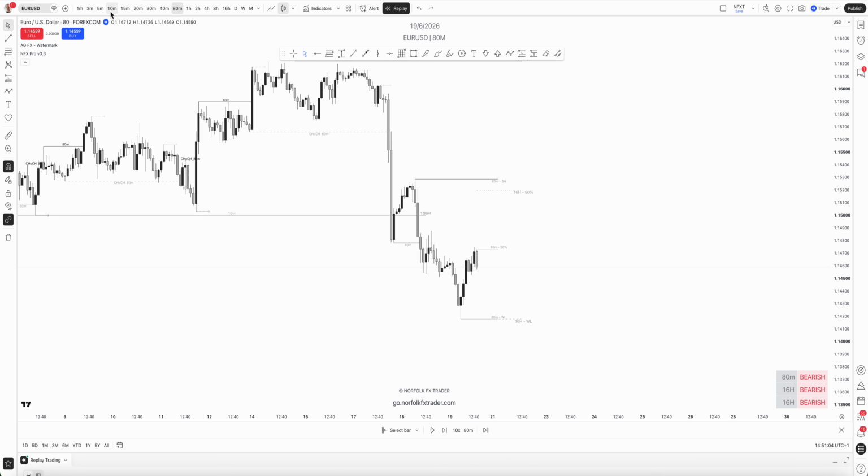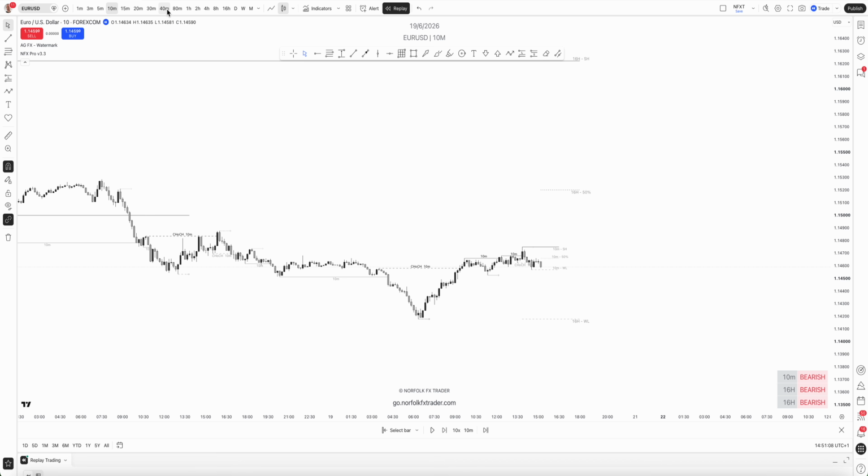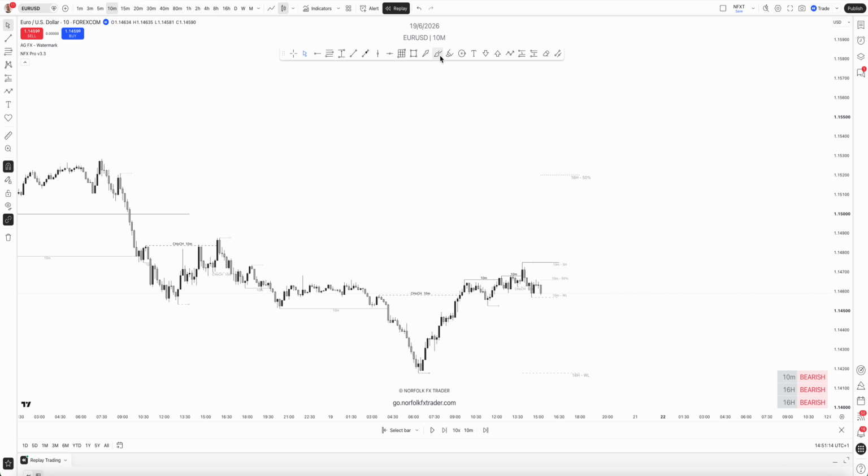So now you can go down to, let's say, that 10-minute time frame. Now, why do I use a 10-minute? Because I'm going from 80 to 40 to 20 to 10 to 5. And we can see here where we get that shift in structure. So we have a shift to the upside.